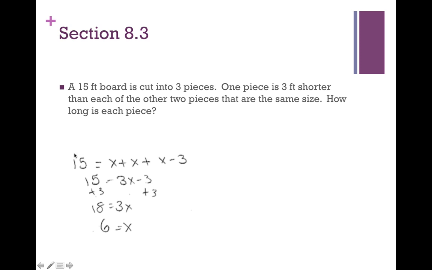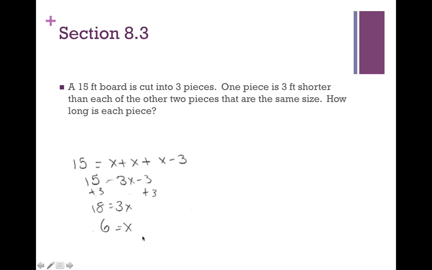So 15 is my total. I've got a long side, and for the shorter side, I took 3 away. Notice there are 3 pieces, so X, X, and X. And this last one got 3 feet taken away since it was shorter. I did some algebra. 3 X's gives me 3X. And then I solved that by adding 3 and then dividing by 3 to give me 6.